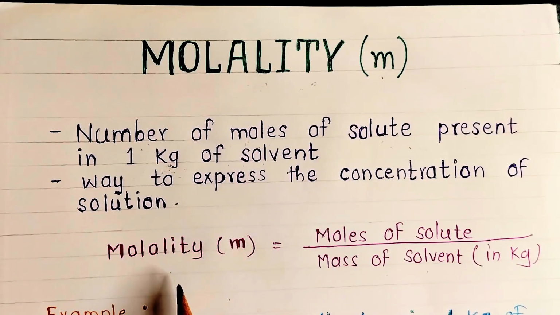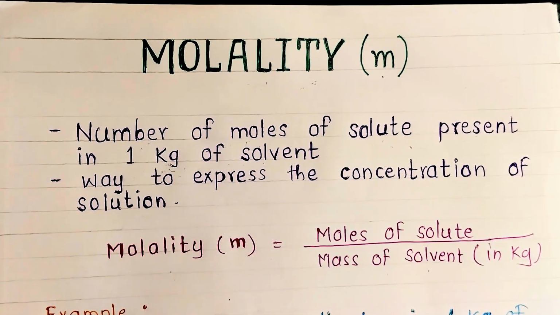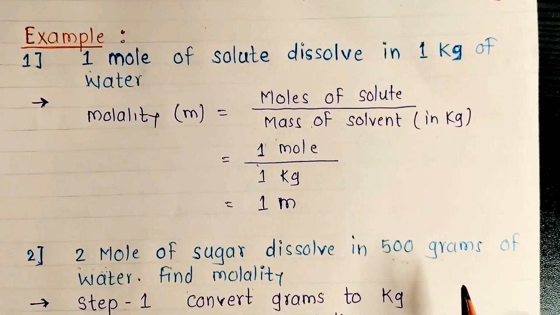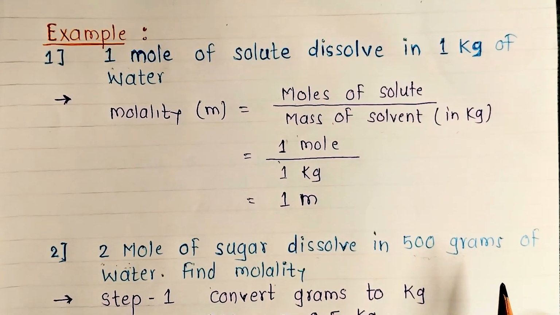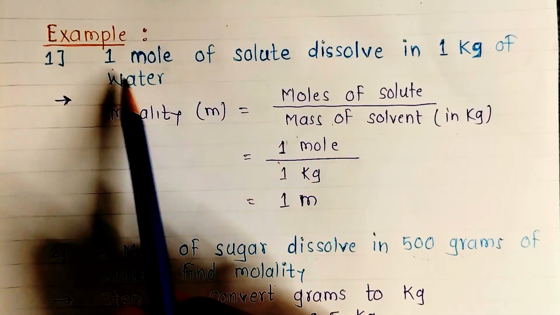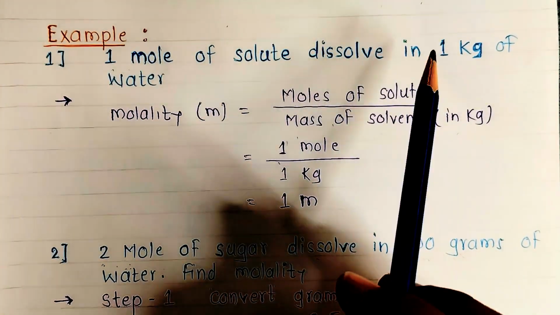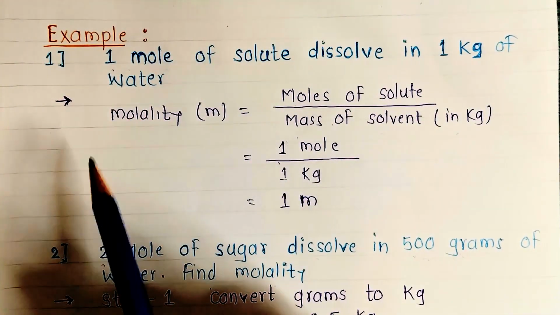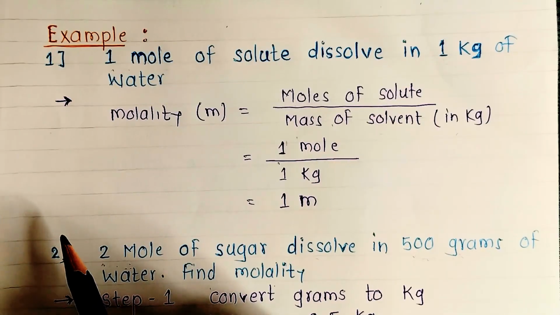Now we see the formula to calculate molality. Molality is equal to moles of solute divided by mass of solvent in kilograms. Now we use this formula to calculate different numericals. So start from the first numerical. First example, 1 mole of a solute dissolved in 1 kg of water. What is the molality of that solution?